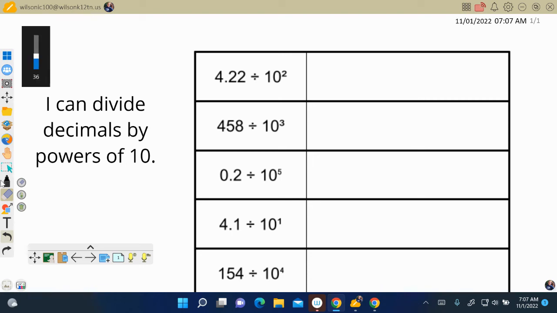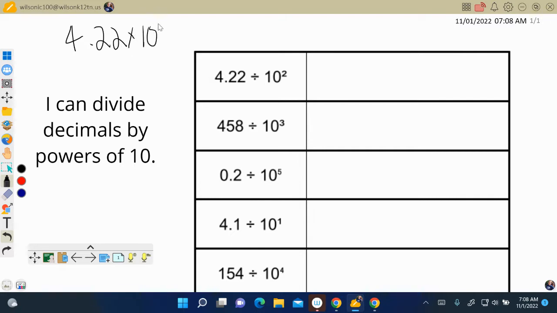In this video, we're going to be dividing decimals by powers of 10. We know that when we were multiplying decimals by powers of 10, for example, 4 and 22 hundredths times 10 to the second power, you're really multiplying times 100, because 2 means two zeros when it's 10 to the second power. And when you multiply by 100, we know we're going to get bigger.